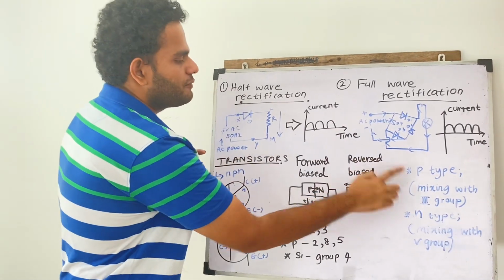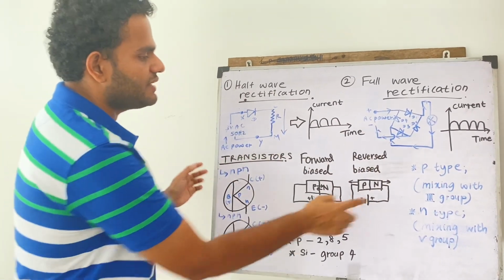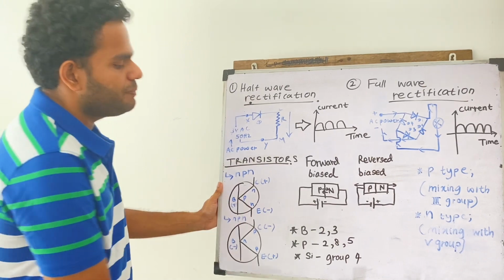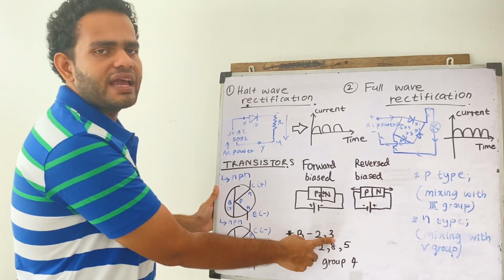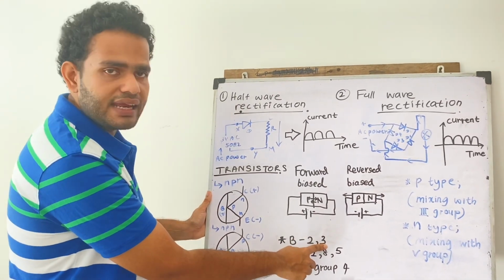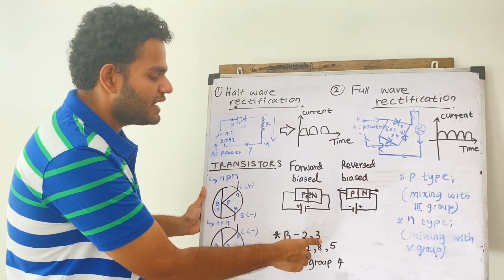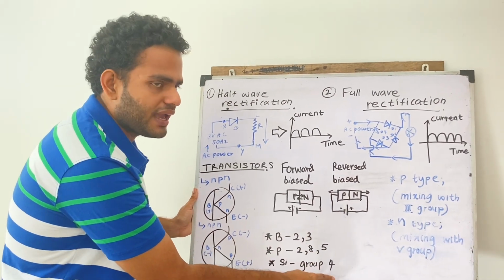Next, when you talk about p-type semiconductors, we are going to mix it with third group elements. When we mix, look, we mix it with an element like boron. There are 3 electrons in the last energy level, and silicon has 4.